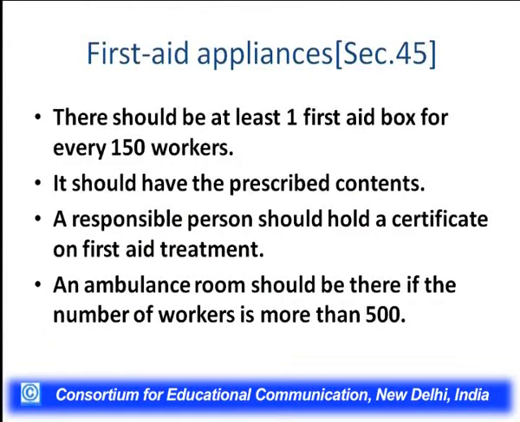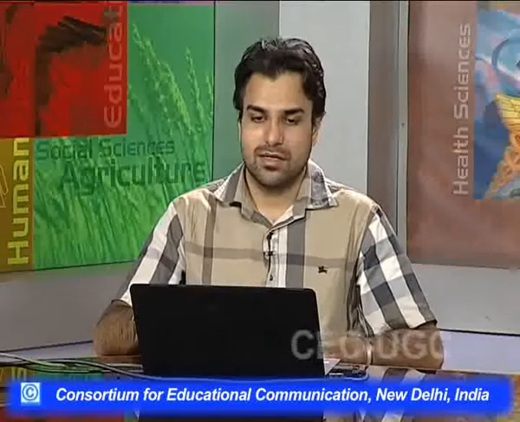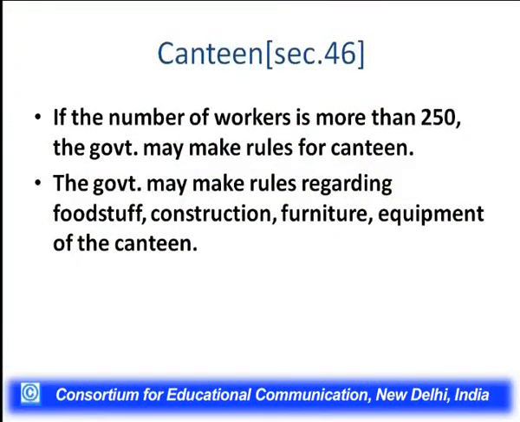Then Section 45 is regarding first aid appliances, which says there should be at least one first aid box for every 150 workers employed, and it should have the prescribed contents. Again, these prescribed contents would be decided by the state government. A responsible person should hold a certificate on first aid treatment, basically the nurse who is employed in the factory, and an ambulance room should be there if the number of workers is more than 500. Then Section 46 is regarding the canteen. If the number of workers is more than 250, the government may make rules for the canteen.